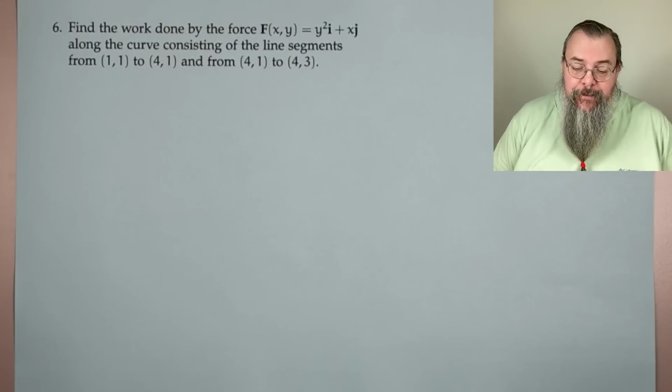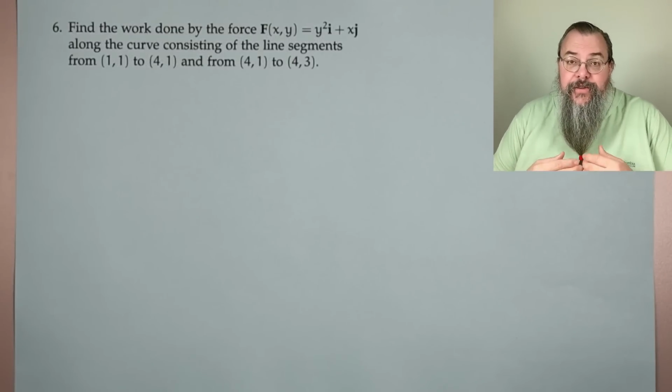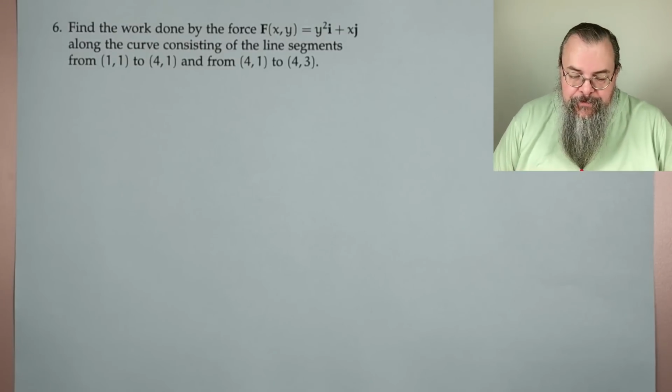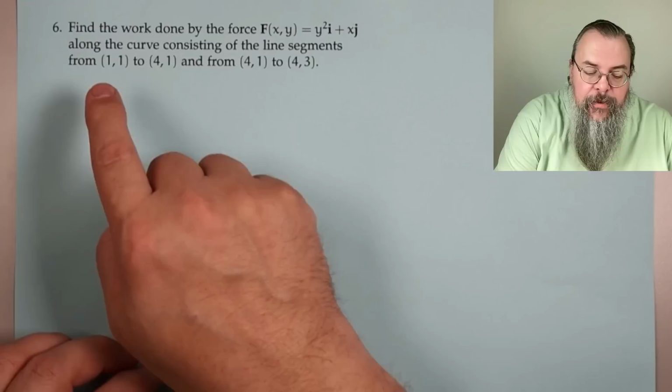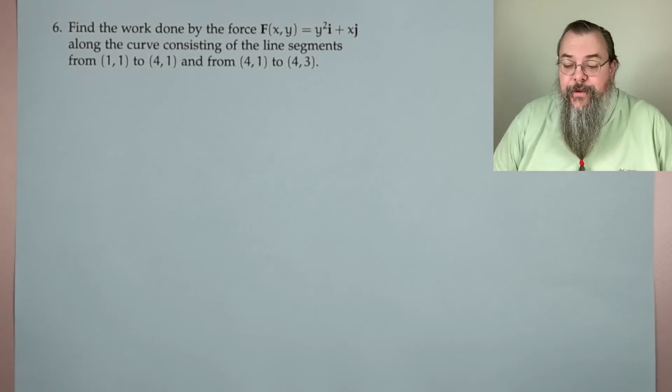Find the work done by the force F of x, y equals y squared i plus x j, which means our force is varying depending on our location. And we move along the curve consisting of line segments from the point 1, 1 to 4, 1, and then from 4, 1 to 4, 3.